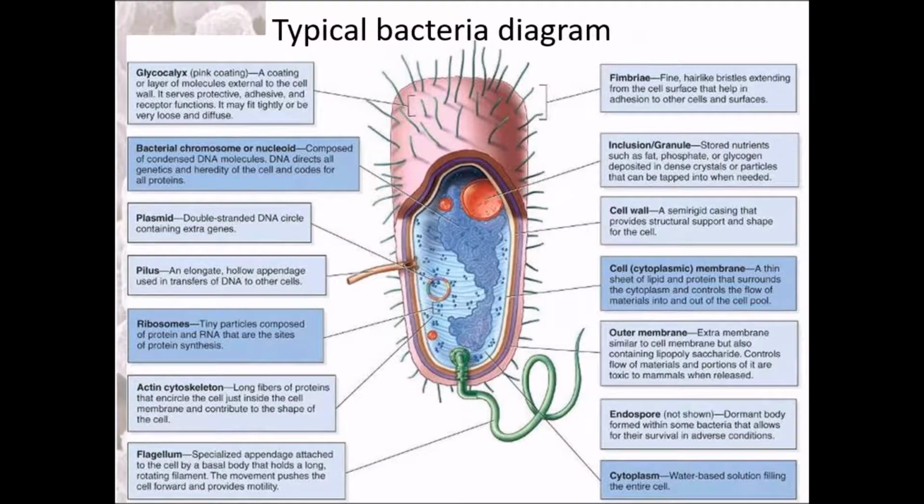As you can see in this image, a bacterium does not have any organelles, but it does have many appendages which make up a typical bacterial cell: a glycocalyx, a nucleoid, plasmid, pilus, ribosomes, cytoskeleton, flagellum, fimbriae, and inclusion body, cell wall, cell membrane, outer membrane, endospore, and cytoplasm. These are usually the things that make up the prokaryotic cell.